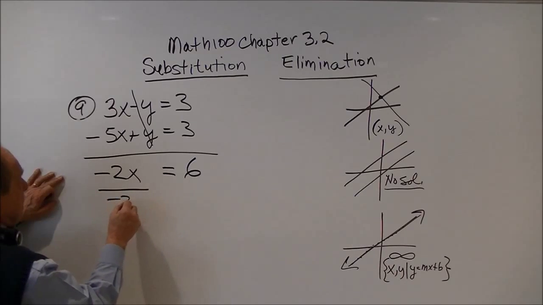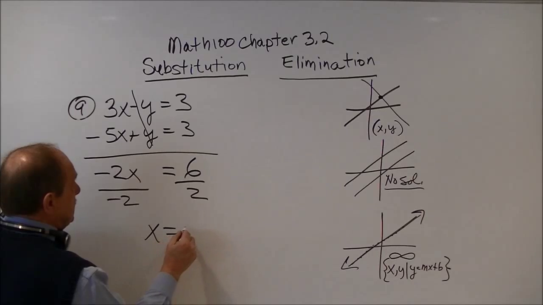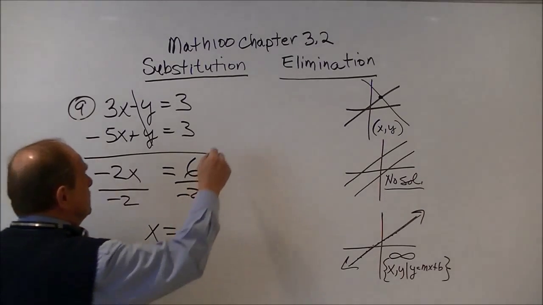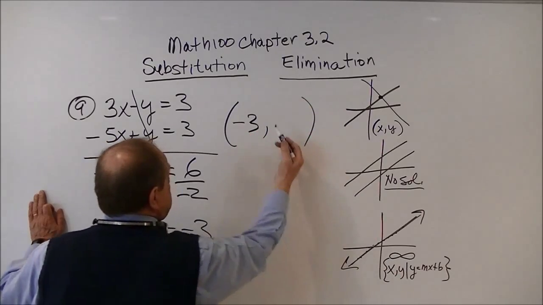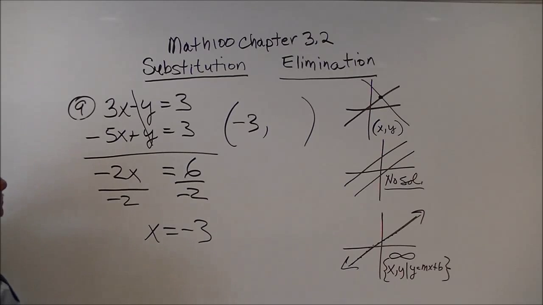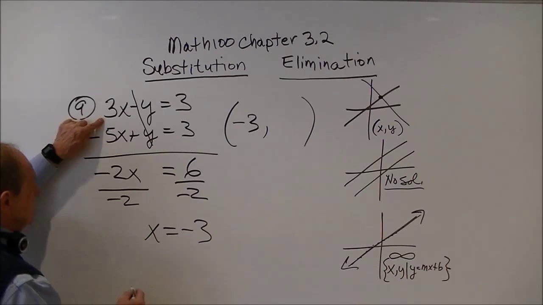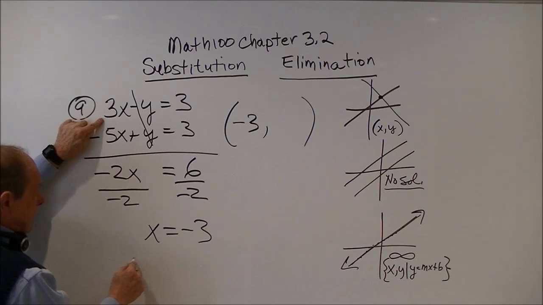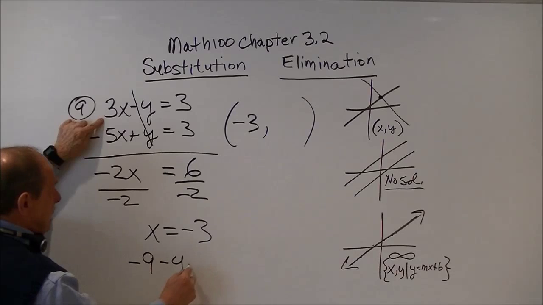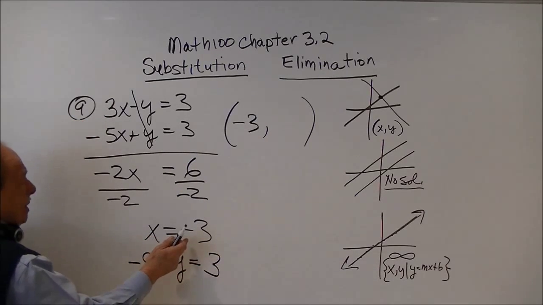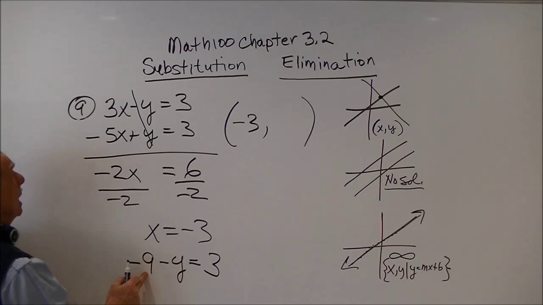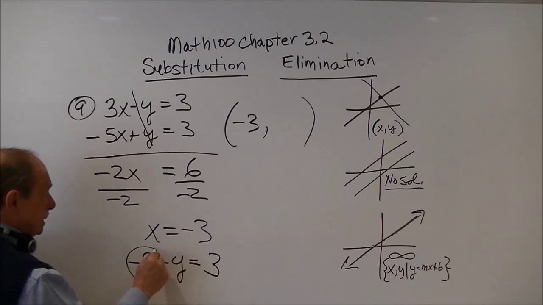And we're going to divide both sides by a negative 2. We get x equals, and again, be sure to put the negative there, a negative 3. So there's our first member of our ordered pair. We still have to find the y. So we could use either equation. We know that x is a negative 3. So 3 times negative 3 is going to give us a negative 9 minus y equals 3.